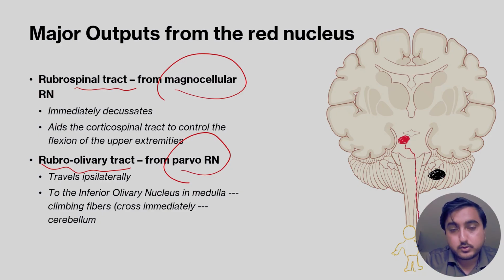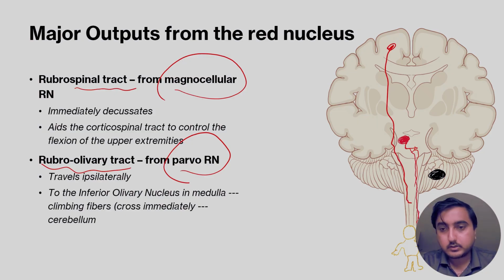Now the first tract is this rubrospinal tract, which immediately crosses after origin to the other side. So it is crossing here, right? So after crossing in the midbrain itself, it descends downwards and supplies the flexors of the upper extremities, not the lower extremities. It actually assists the main flexors or the main motor fibers from the corticospinal tract that are coming from here and descending to the other side.